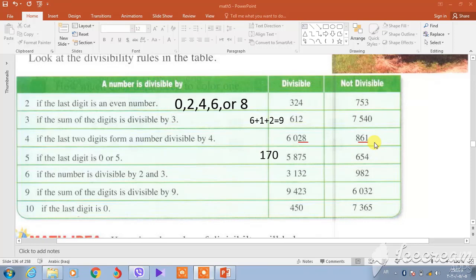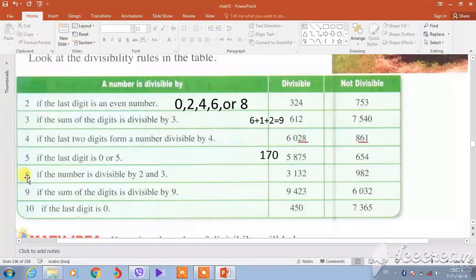And if we look at the rule of 5, if the last digit is 0 or 5, just the last one digit, it means it's divisible by 5. Here we have 5, so it's divisible by 5. I write this example 170. The last digit is 0, so 170 is also divisible by 5. And we have this example 654. Is it divisible by 5? No, because the last digit is not 0 or 5, so it's not divisible by 5.